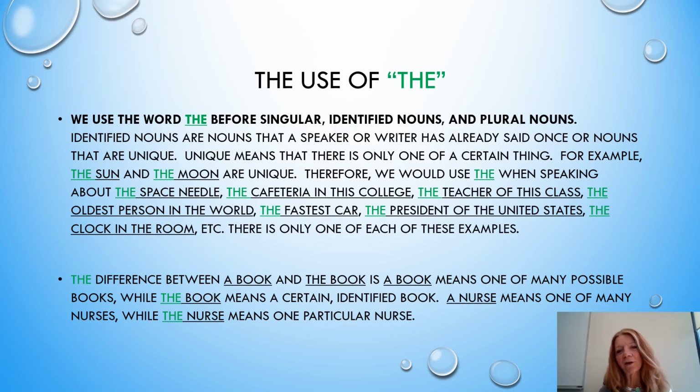Let's now look at the use of the article the. We use the word the before singular nouns, identified nouns, and plural nouns. Identified nouns are nouns that a speaker or writer has already said once, or nouns that are unique. Unique in this case means there is only one of a certain thing. For example, the sun and the moon are unique.